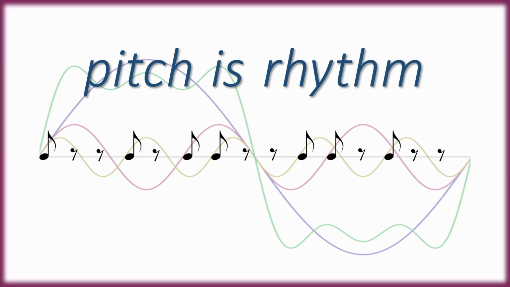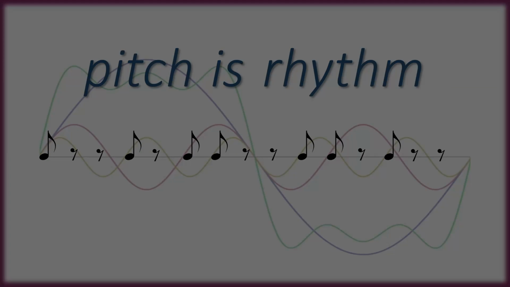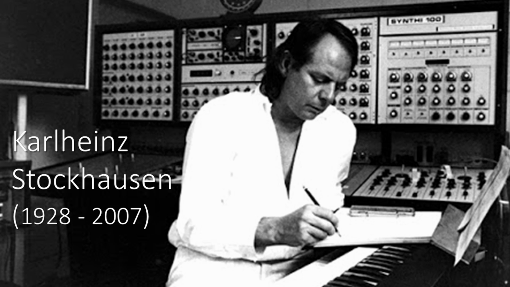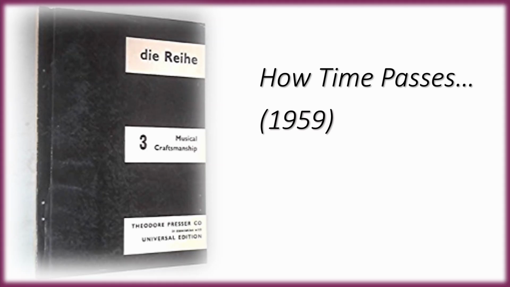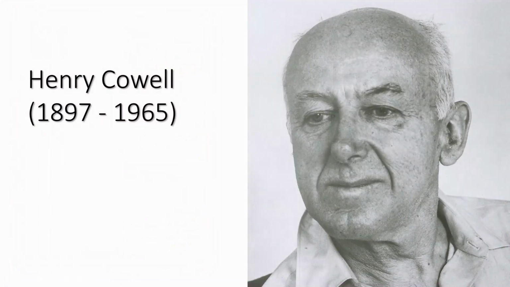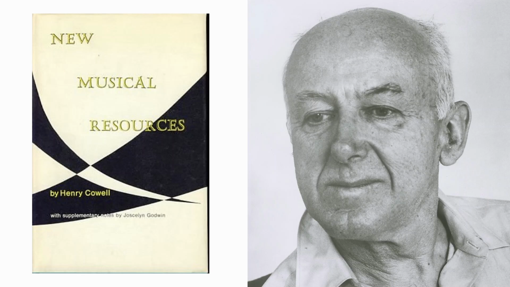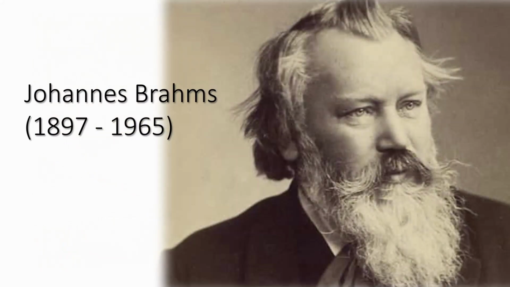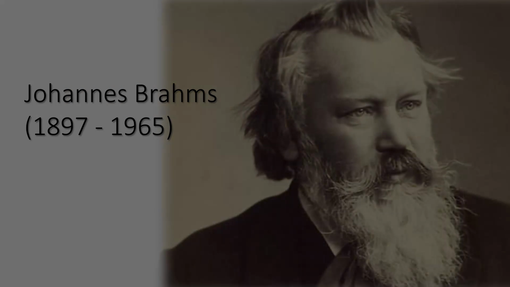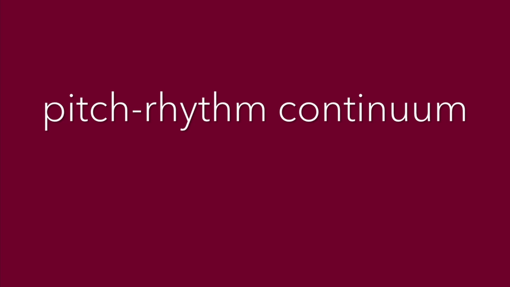To explain this, let's begin with relatively recent events. In 1957, the German composer Karlheinz Stockhausen wrote an article for the new music journal Die Reihe, entitled How Time Passes. Before him, the American composer and theorist Henry Cowell had produced his book New Musical Resources, which we will refer to later. And even before him, Johannes Brahms is reported to have demonstrated an awareness of the unity that exists between metrical structures and those underlying tonality. The phenomenon they were all discussing in their individual ways is widely known as the pitch-rhythm continuum.